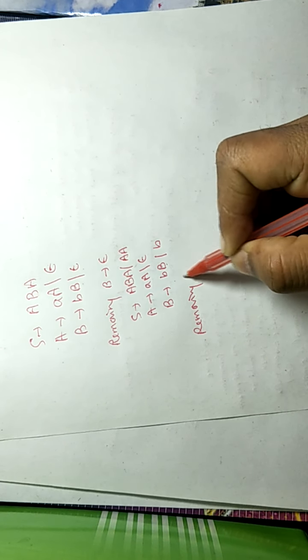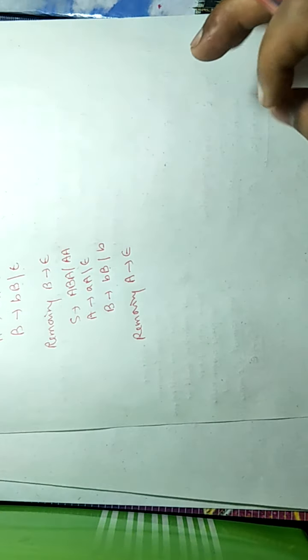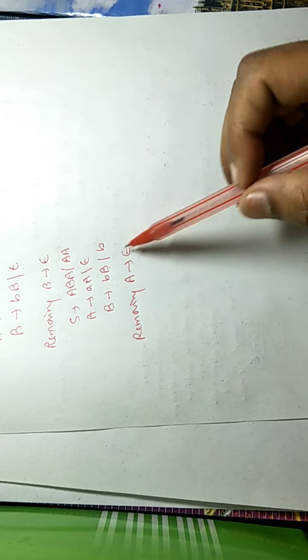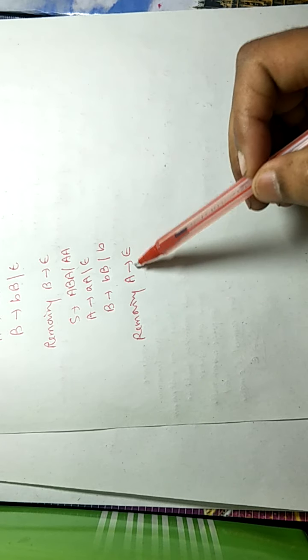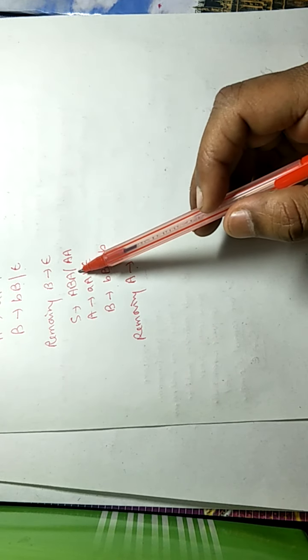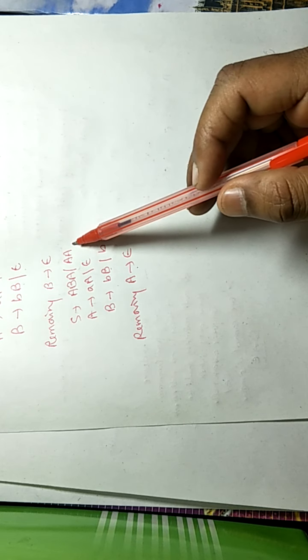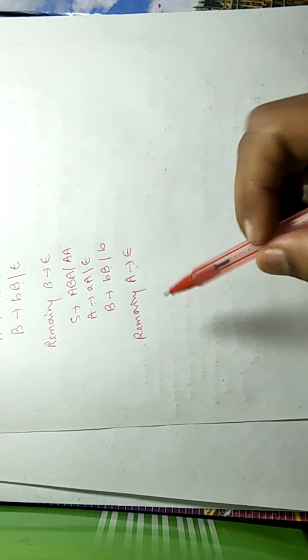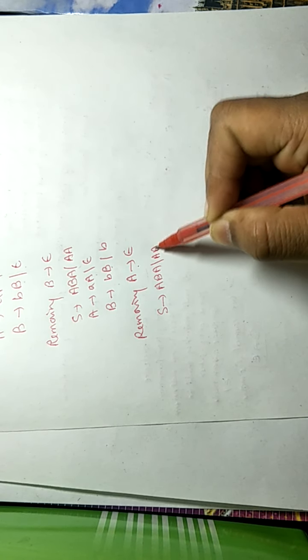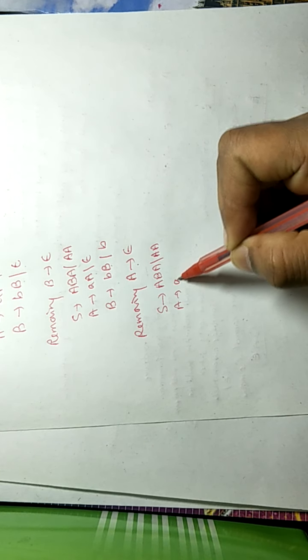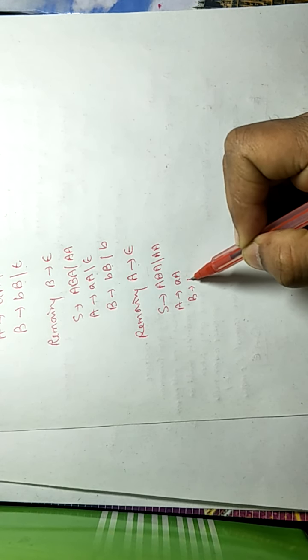Now removing A tends to epsilon. A tends to epsilon we are going to remove, so we need to look where A tends to epsilon can be used. A tends to epsilon can be used here, here, here, here, and here. So first write the remaining grammar. Now look where A tends to epsilon can be used.